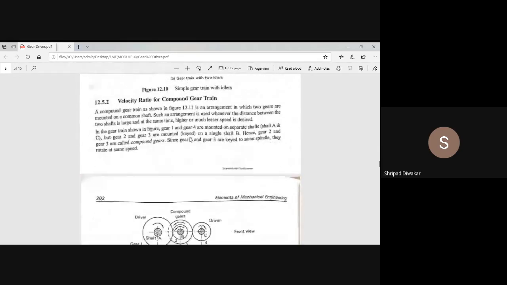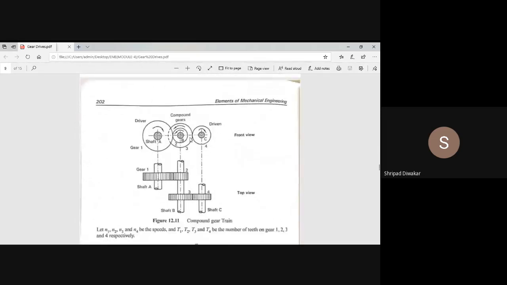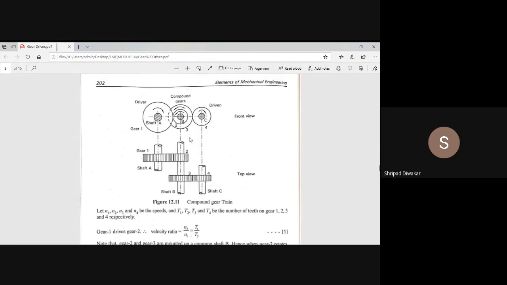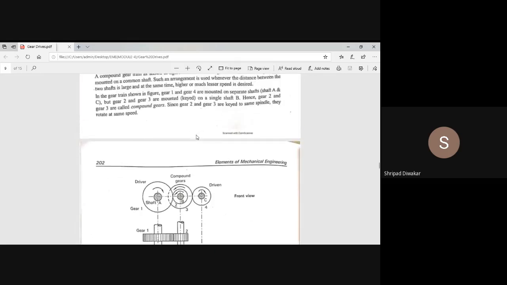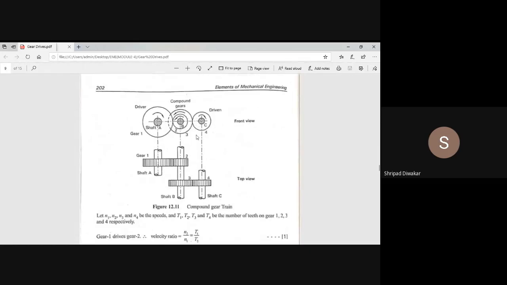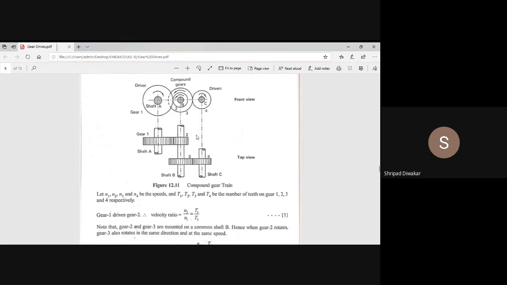Next, velocity ratio for compound gear train. Remember, this is called a compound gear train. Compound gear train means we are having more than one gear on a single shaft. You see in the previous diagram, simple gear train, all the gears are independently arranged. But in the compound gear train, two or more gears are arranged on a common shaft.